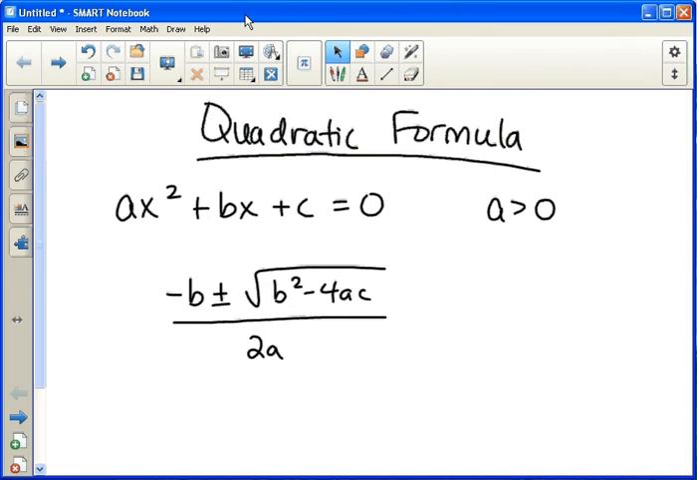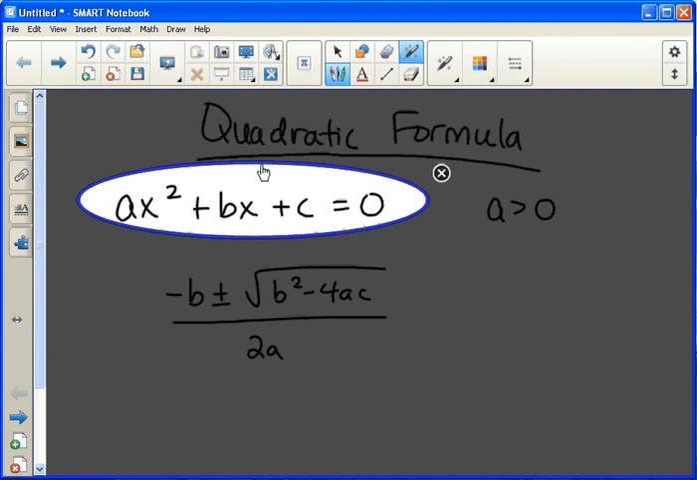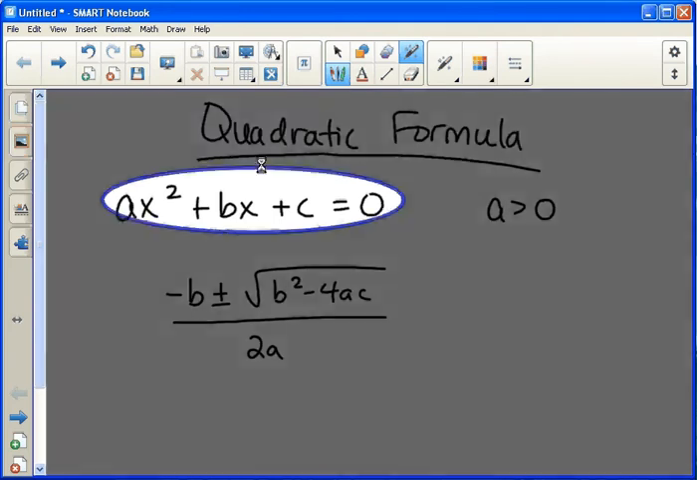So the first thing I have listed here is just the general form of a quadratic equation. A quadratic equation is the kind of thing you would plug into your graph or your y equals in your calculator. So that's the quadratic. Those are different types of quadratic equations. Quadratic formula is what we're talking about today.